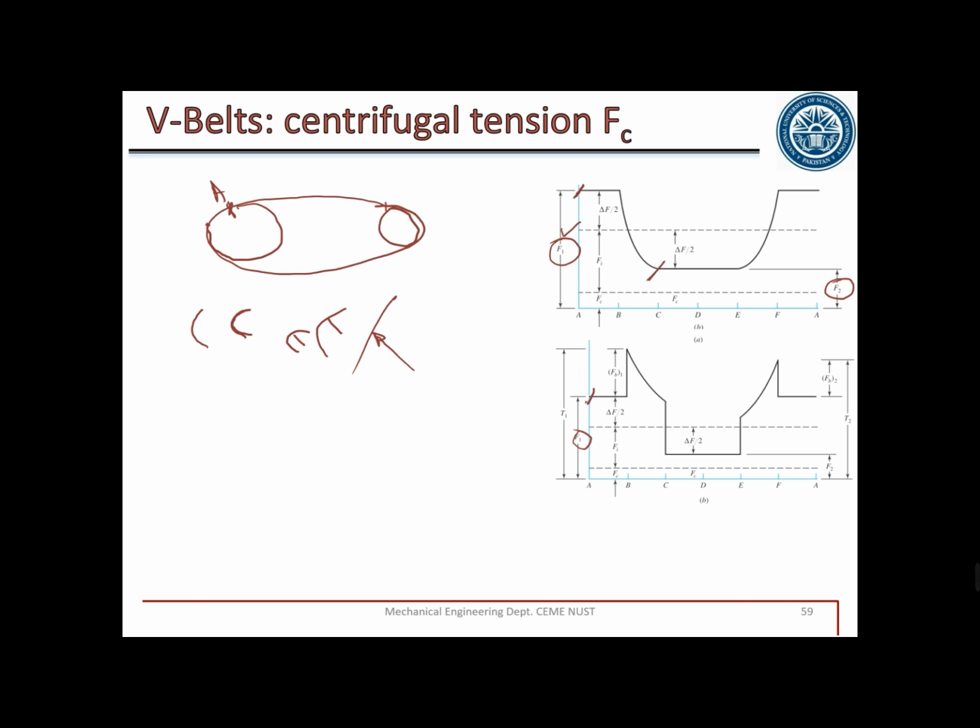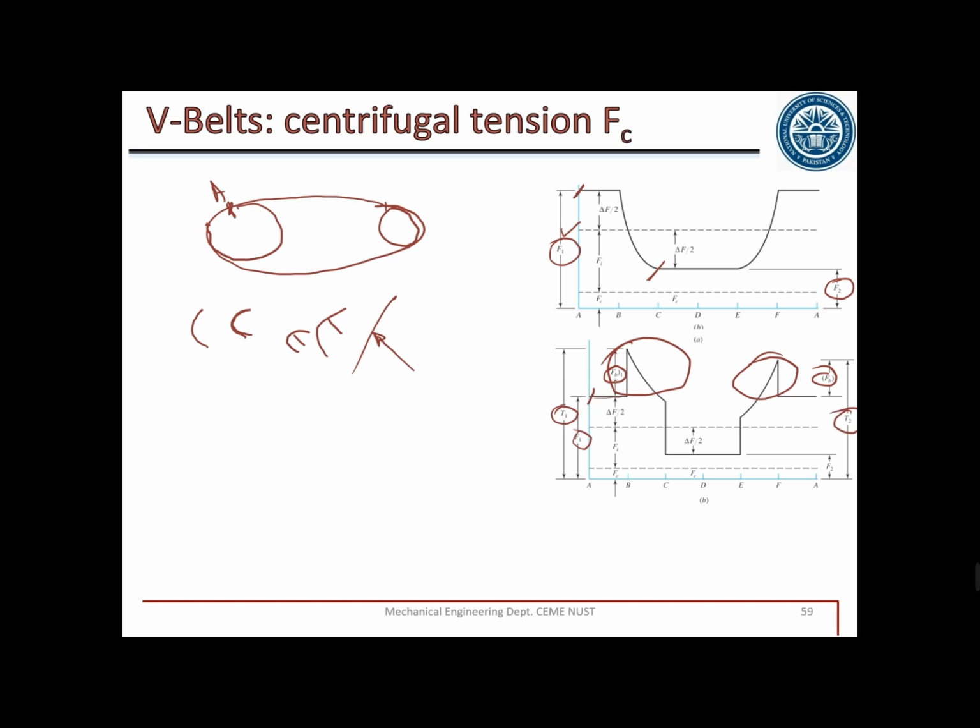If you see the tension, it starts from here, then there is a bending tension, then it comes down, then again there is a bending tension here. So these two portions are due to bending tension. Now if you see the peaks, we have two peaks, not F1 and F2, we have peaks T1 and T2. And how do we calculate it?